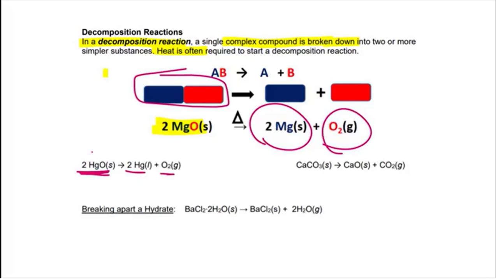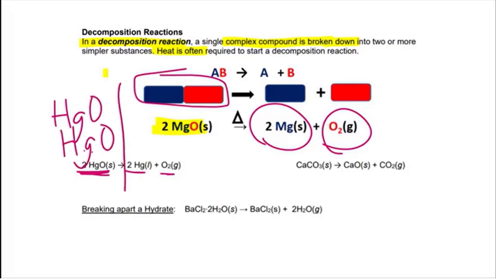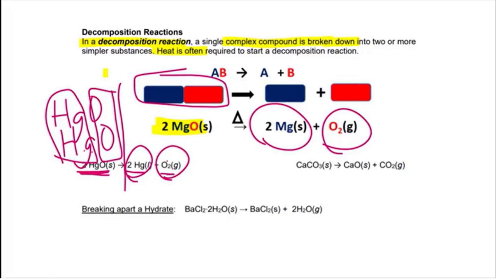Another example here is taking mercury oxide and breaking it down into mercury and oxygen. Notice, law of conservation of matter still exists, even though we're breaking it down. On the left, I have 2 HgOs, mercury oxide. So this is 2 mercuries and 2 oxygens. On the right, I have 2 Hgs, so 2 mercuries, and an O2, which is 2 oxygens. 2 and 2 on the left, 2 and 2 on the right.